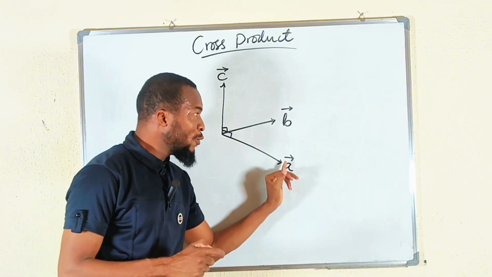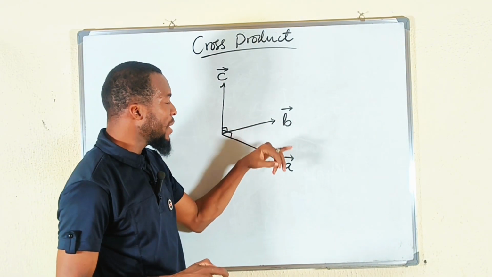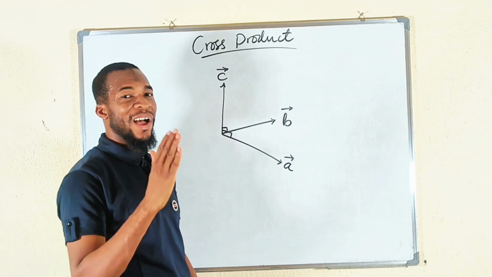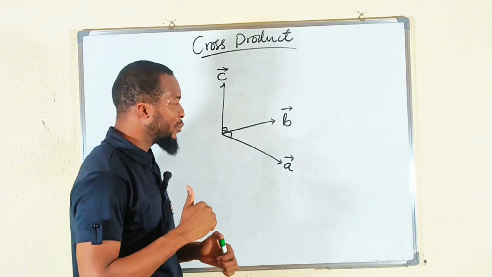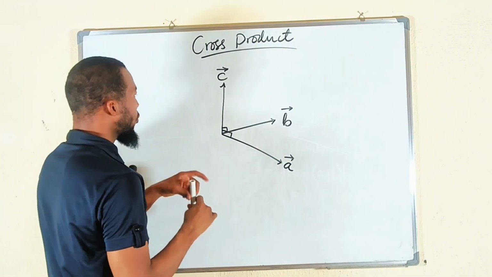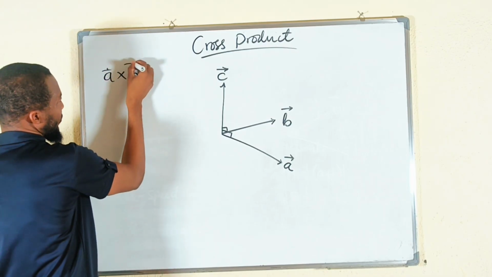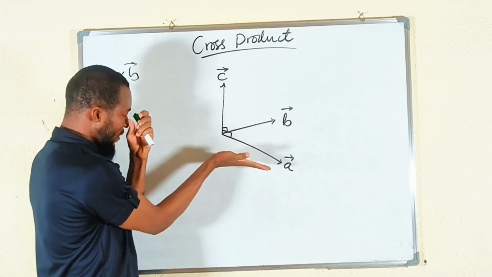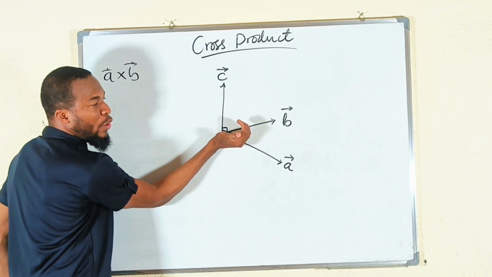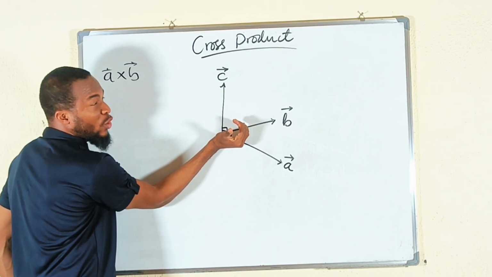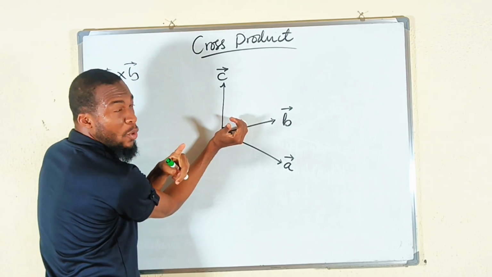If you take A and cross it with B, it is not necessarily the same as crossing B with A, because the right hand rule will always help you to determine the direction of the cross product. For example, if I wish to cross A and B, then you have to position your hand on A first, then you fold it going towards B, then you lift your thumb outside. Can you see that? My thumb is now outside the board.